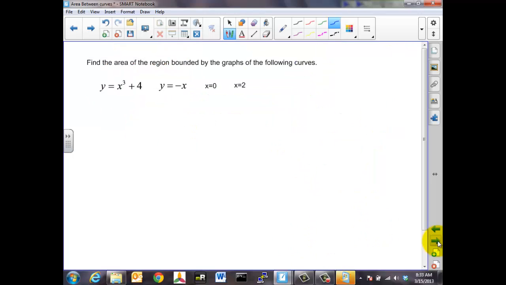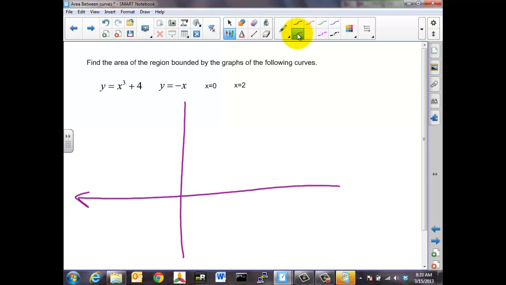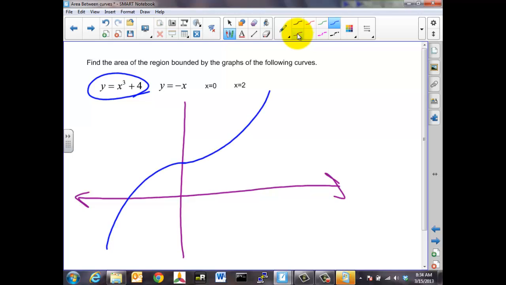y equals x cubed plus 4, that's what we just had. x equals 0 and x equals 2, that's what we just had. That's something different. So let's go draw our picture first. Okay? We've got an x-axis and a y-axis. All right, so let's start drawing our curves. We know that this one looks something like this. I'm going to skip over that one for a second. We know x equals 0 is right here. We know x equals 2 is somewhere over here.